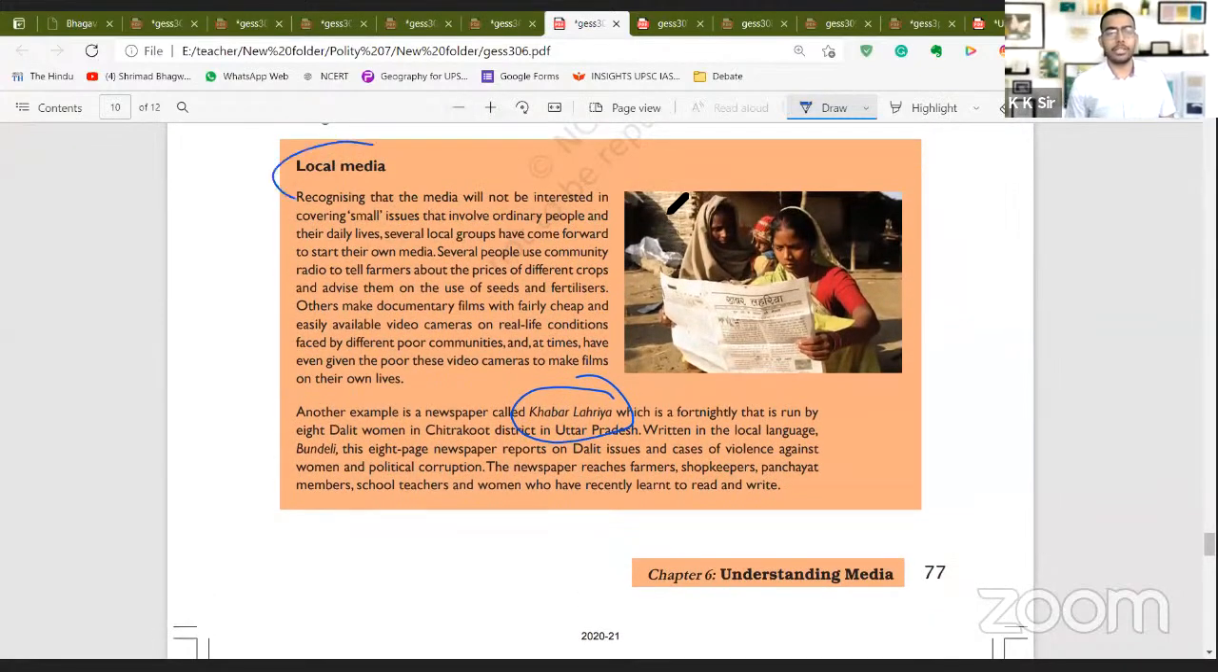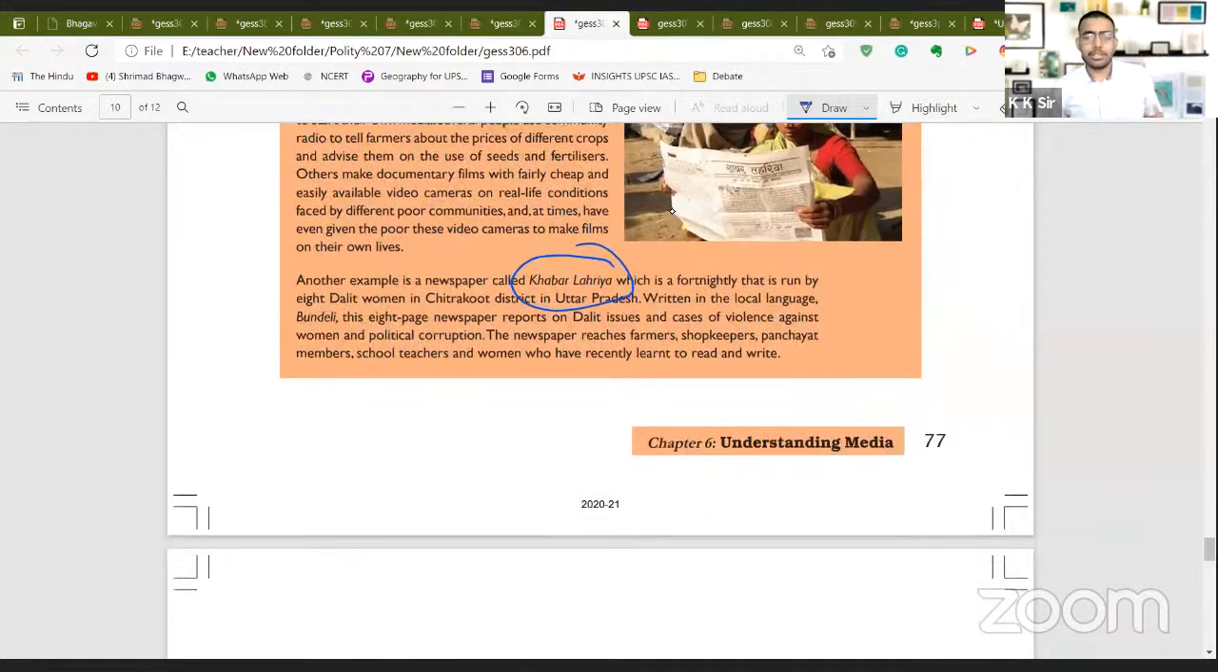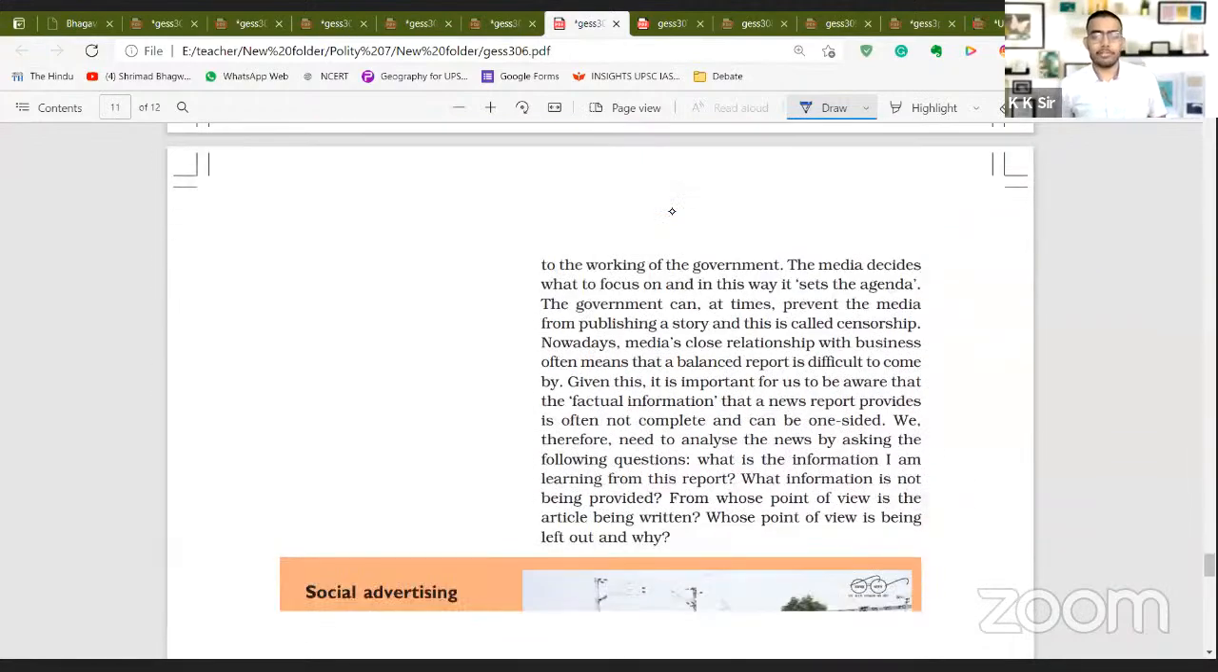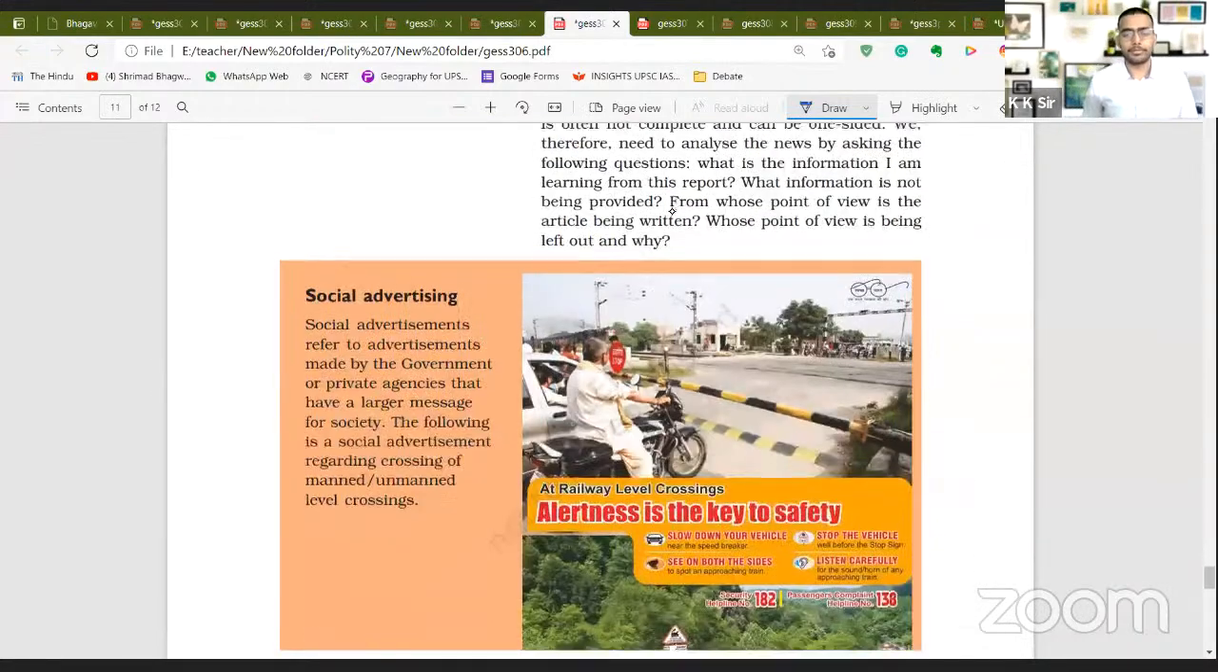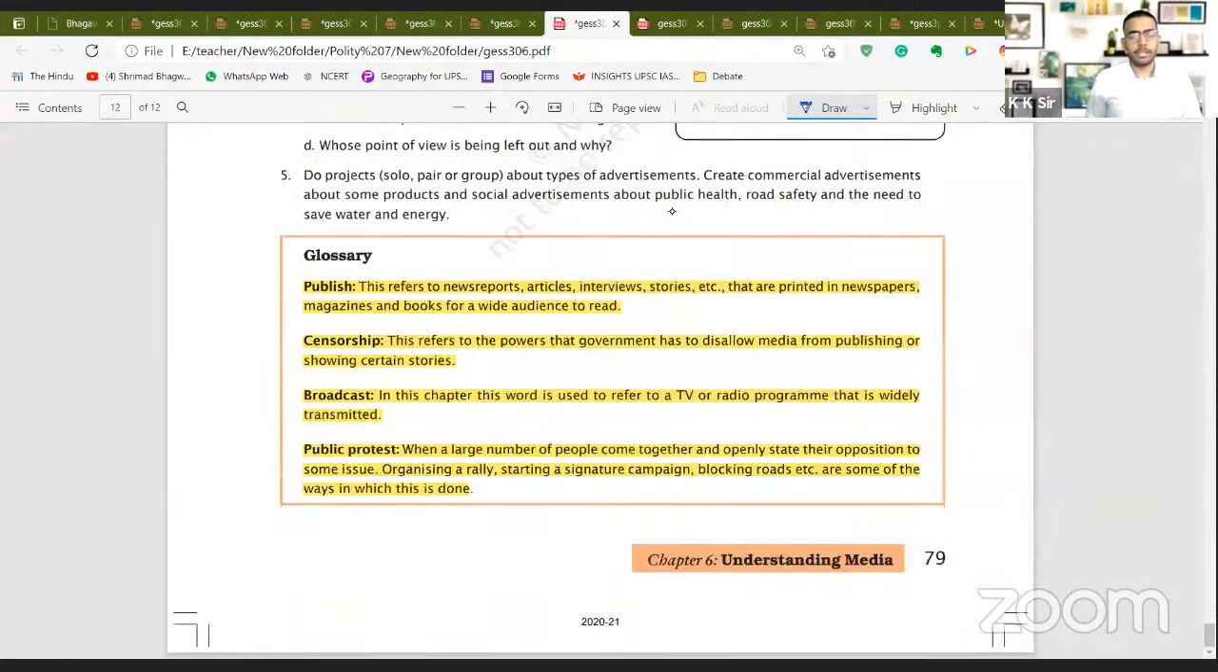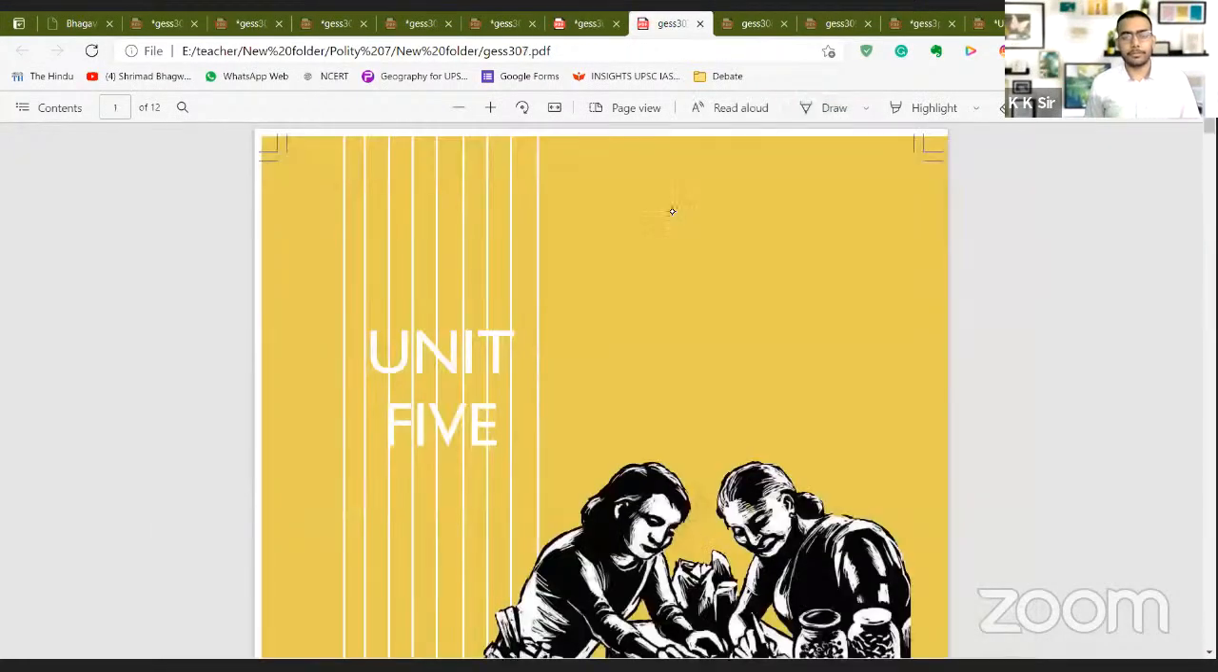It's a local media source. बहुत मजेदार है, इसके बारे में पढ़ना. The origin of it and how they do it. It's a very inspirational story and very innovative too. So here your media ends.